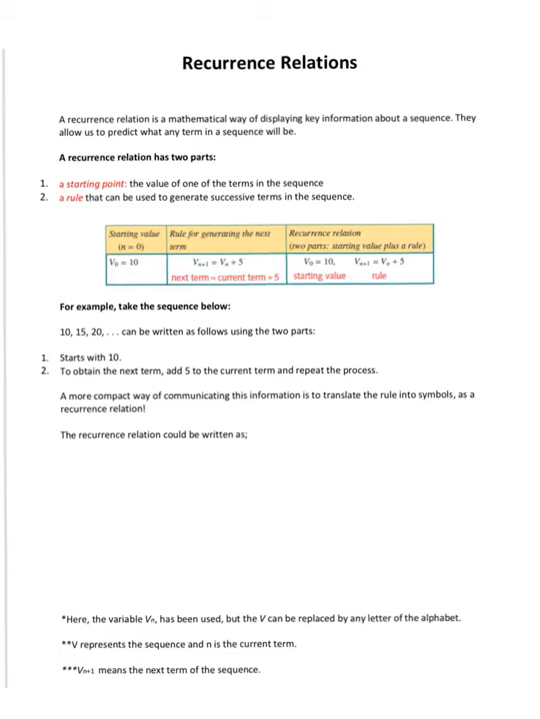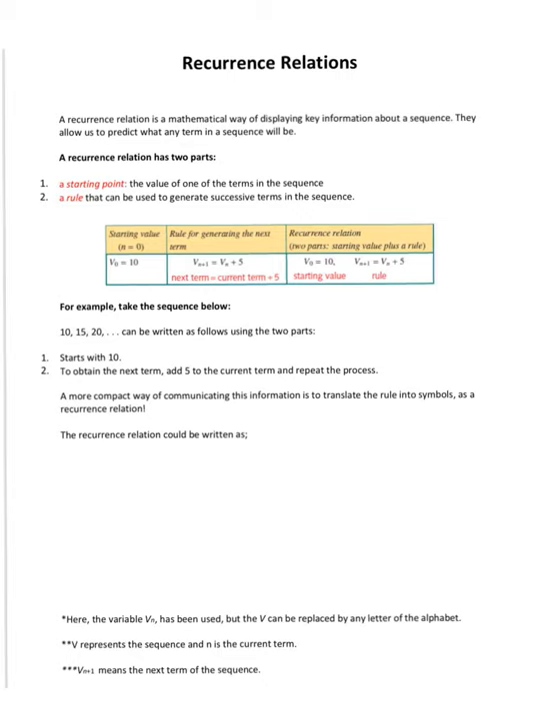Alrighty, so here we're looking at recurrence relations. A recurrence relation is just a way of displaying that key information we have in a sequence. Remember, we've got a starting point and we've got the rule. A recurrence relation is just that way of showing the pattern of the sequence.